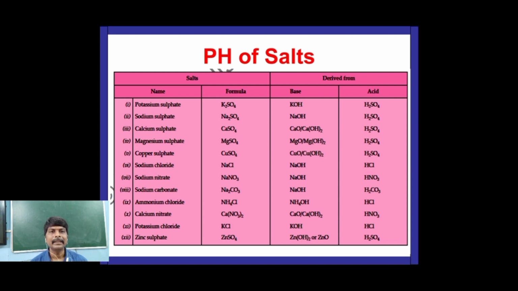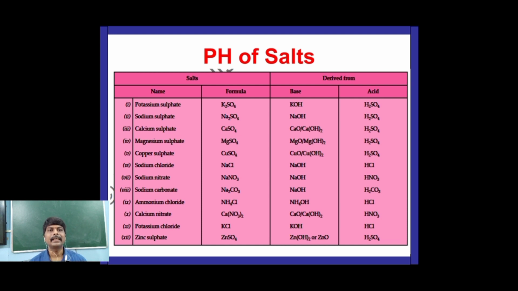Magnesium sulfate is a salt, its formula is MgSO4. Base is magnesium hydroxide, Mg(OH)2. Acid is sulfuric acid, H2SO4. What are the acid and base responsible for copper sulfate? Copper sulfate formula is CuSO4. Base is Cu(OH)2. Acid is H2SO4, sulfuric acid.